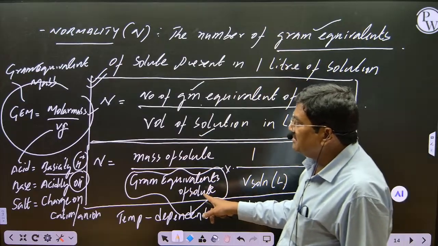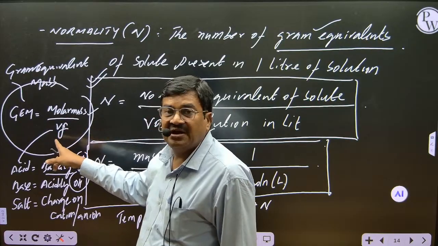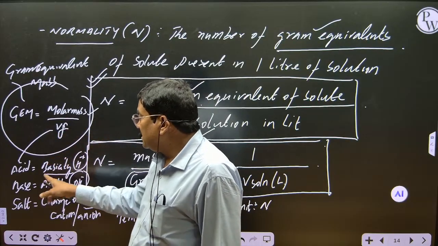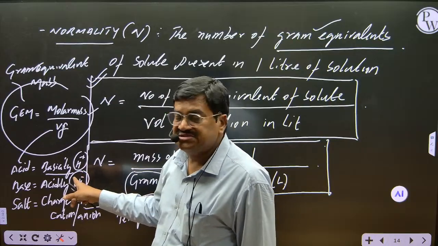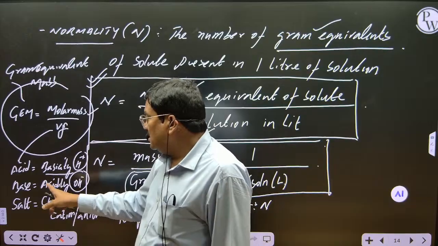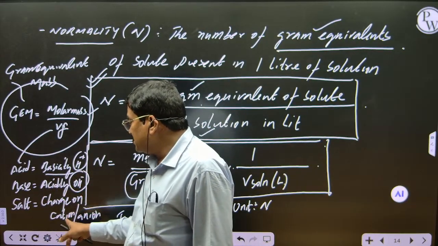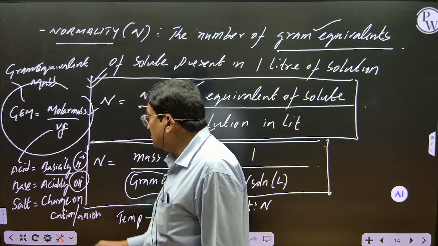Then how do we get gram equivalent mass? Gram equivalent mass is given by molar mass by valency factor. And this valency factor will vary from substance to substance. If it is acid, you have to consider how many replaceable hydrogens. If it is base, you have to consider how many replaceable OH. If it is salt, you have to consider the charge present on cation or anion.